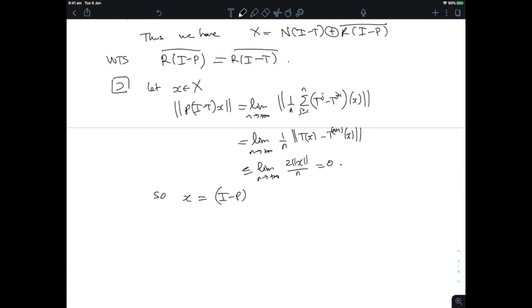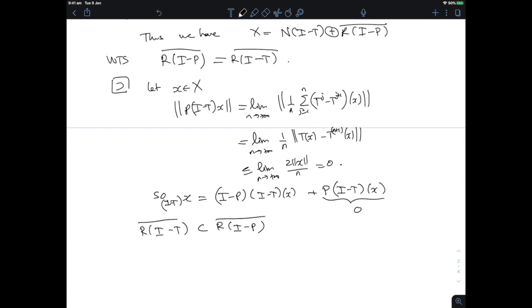Okay, so p of (identity minus t) of x is 0. So (identity minus t) of x is (identity minus p) of (identity minus t) of x plus p of (identity minus t) of x, and we know that this last term is 0, so this means that the range of identity minus t is included in the range of identity minus p, and then if you take closure, then you still have the inclusion. So that gives us one inclusion.